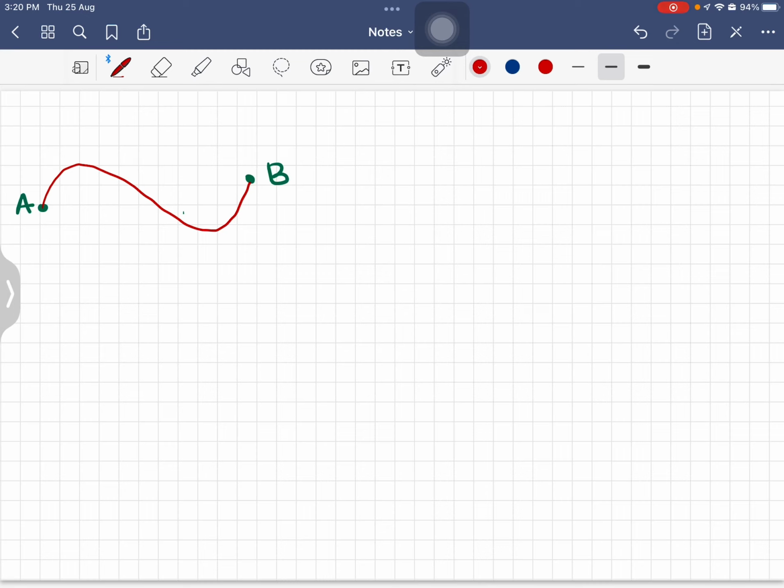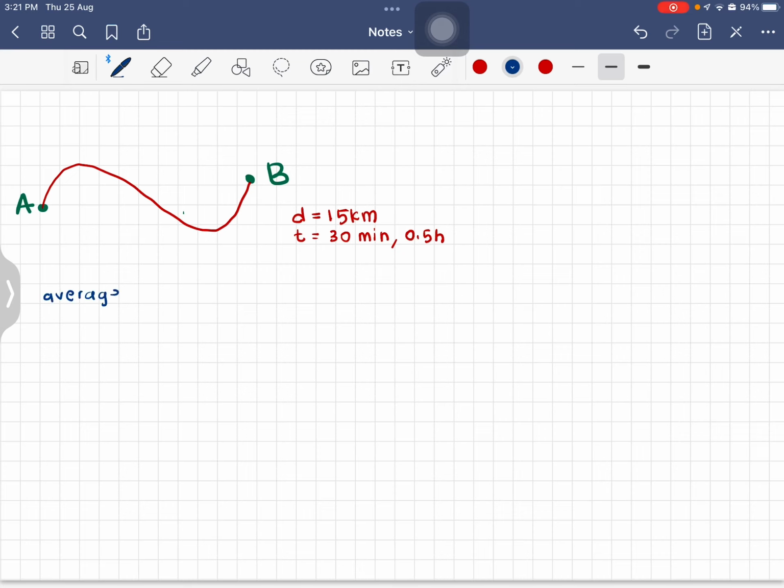Jauh jarak yang you lalu sejauh let's say 15 kilometer. Dan masa yang you ambil lebih kurang dalam 30 minit, ataupun setengah jam lah. Setengah jam, 0.5 hours. Alright. What happened here is kita nak tengok what is the average speed.